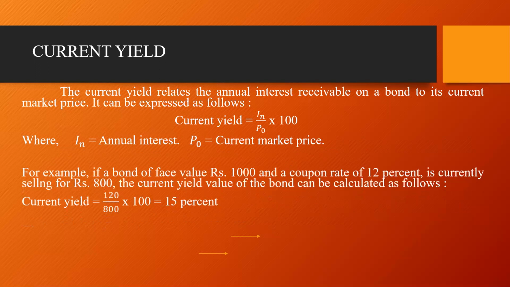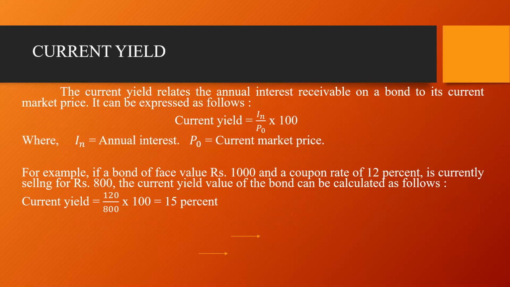For example, a bond which has got a face value of 1000 and a coupon rate of 12% is currently available in the market for rupees 800. So the bond is worth rupees 1000. You will get that at the time of the maturity date. You can buy it in the market for 800 now. What is the current yield? So for a bond that has got a face value of 1000, the coupon rate is always calculated on the face value. So the coupon rate is 12%. The interest that is being offered is 120. That is 1000 into 12 by 100.